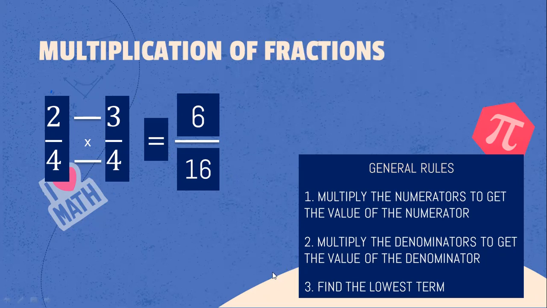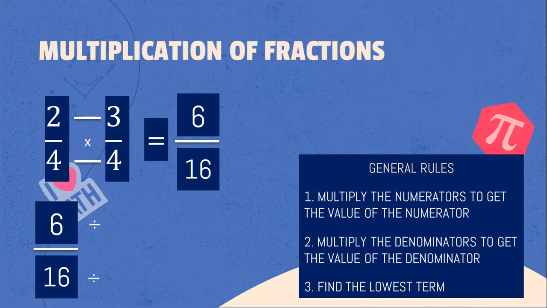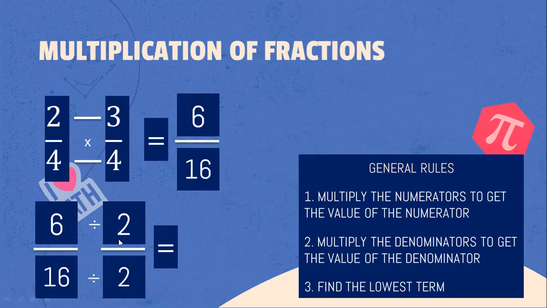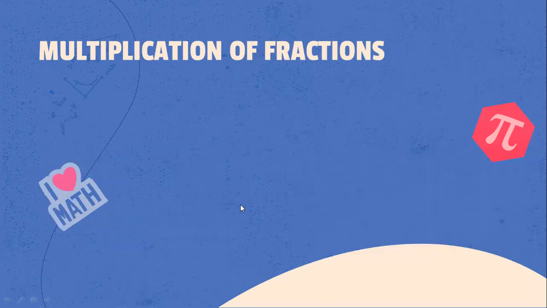The last step, find the lowest term. I think 6 over 16 has a lowest term, because both 6 and 16 are divisible by 2. 6 divided by 2 is 3. 16 divided by 2 is 8. Our final answer is 3 over 8. I hope you follow the instructions.